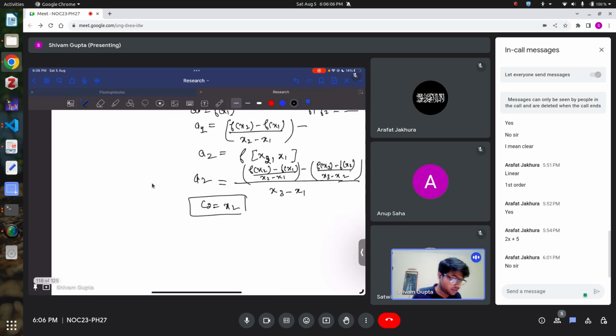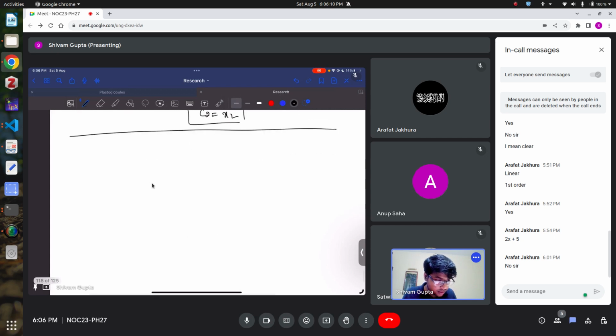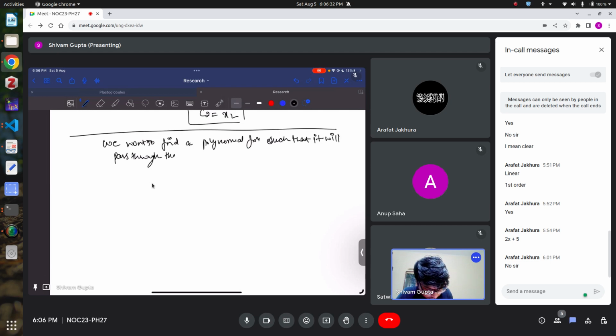Okay. So we are proceeding with the question. The question says we want to find a polynomial function such that it will pass through the following points, which are -1, the corresponding value is 3; 0, -6; 3, 39; 6, 822; 7, 1611.